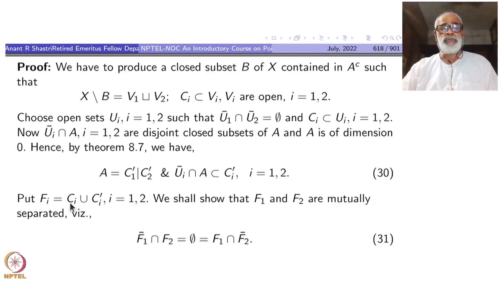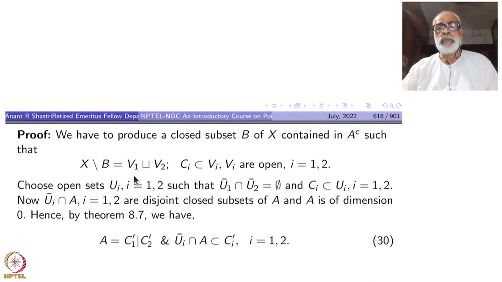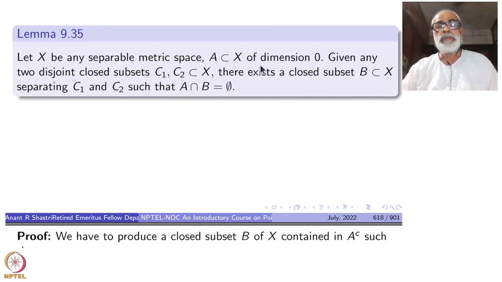Say put Fi equal to Ci union Ci prime, i equal to 1 and 2. Okay, look, these Ci primes are subsets of A, but the Ci's are subsets of the larger space X. Ci's are closed inside A, but A itself is not closed inside X. So there is some problem here. Otherwise, Fi's you could easily take as closed subsets. But no, here the dimension is 0.